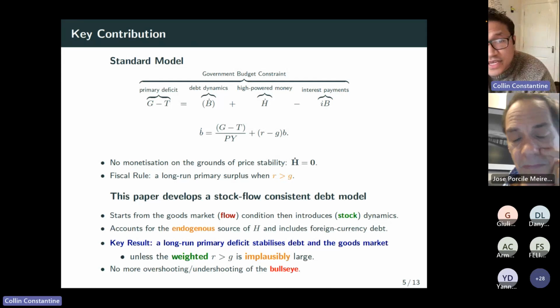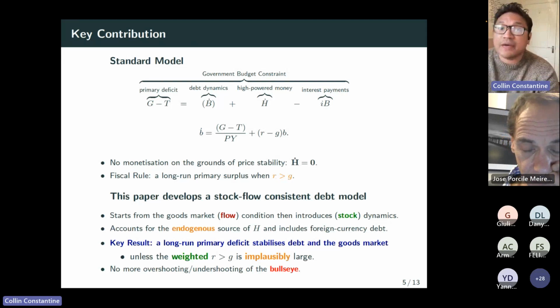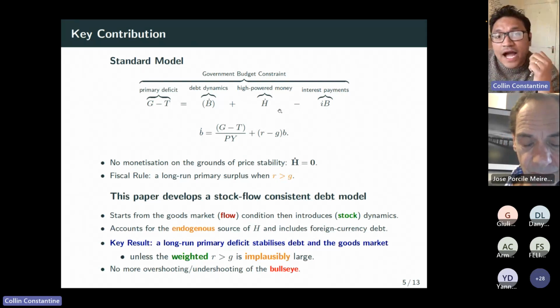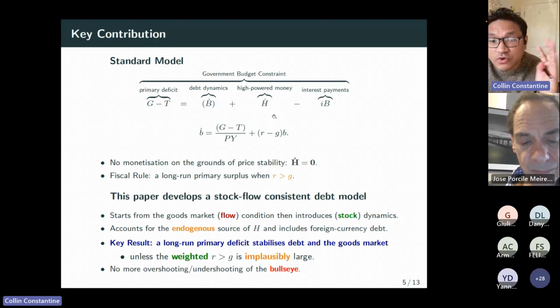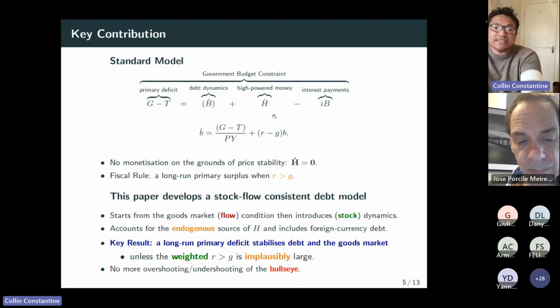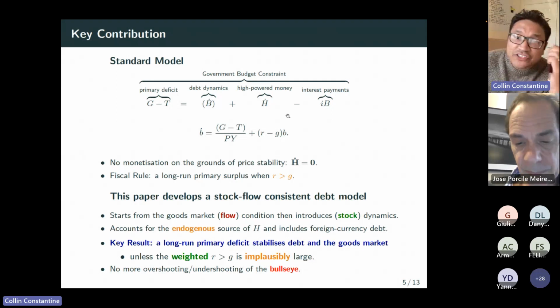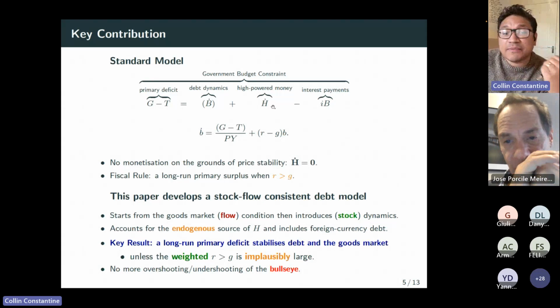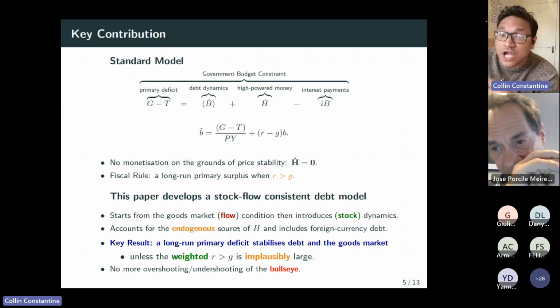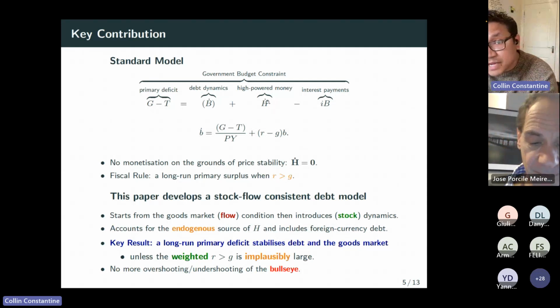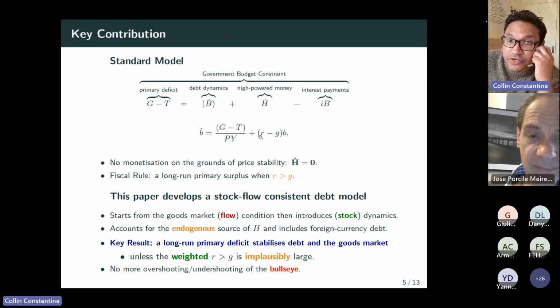What I do is I start from the goods market clearing condition. Then I introduce stock dynamics. So that's the whole idea of trying to account for flow equilibrium. I also, like the standard approach, ignore money creation, though I do that at the end of the paper and certainly in the appendix of this presentation. But actually, H dot still shows up, and that's because I'm thinking about endogenous money creation. So I'm trying to account explicitly, unlike the standard approach, for banking. So H dot will show up in my model, but it's going to be endogenous money creation.